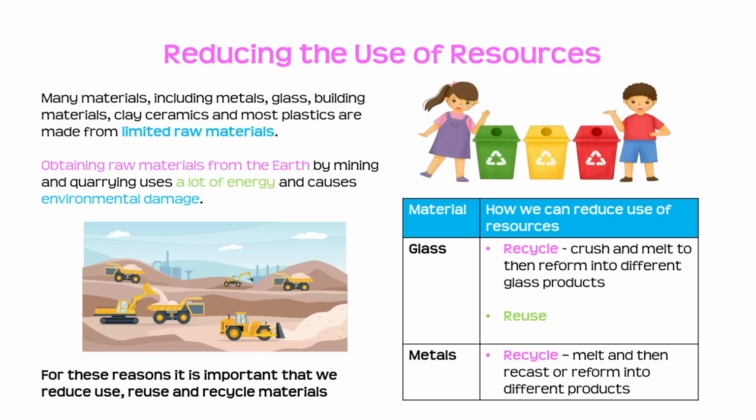materials. Now let's think about glass and metals and how we can reduce the use of resources for those. Well, with glass, we can always recycle it. When we recycle glass, the glass gets crushed and melted so that we can then reform it into different products. With glass, we can also reuse it. Of course, if we had a glass bottle or a glass jar, we could reuse it and not just throw it away after one use.